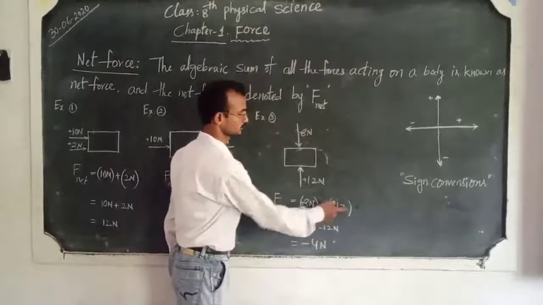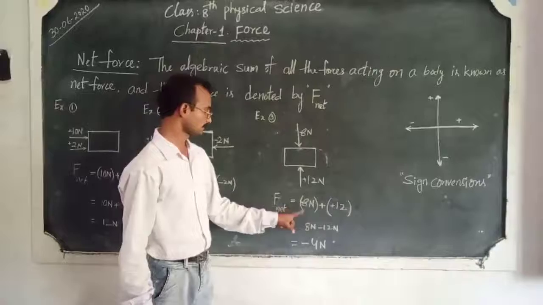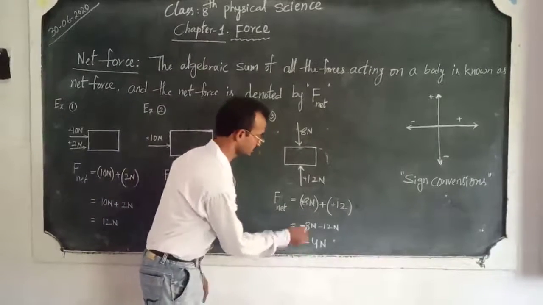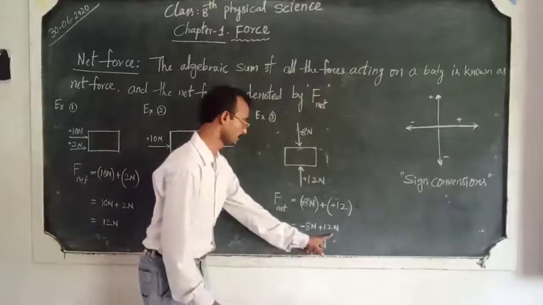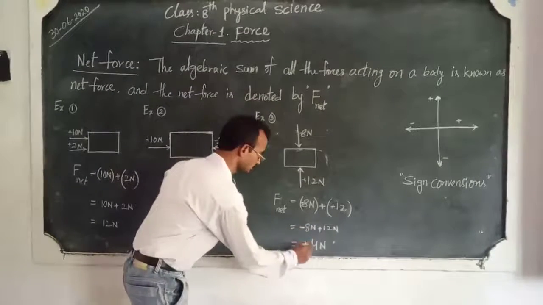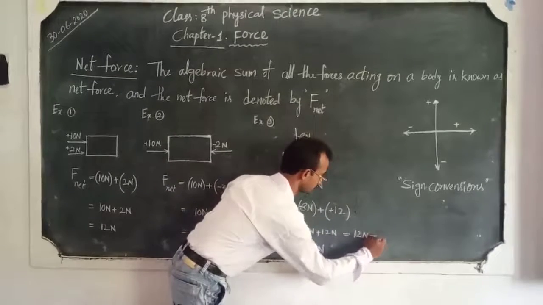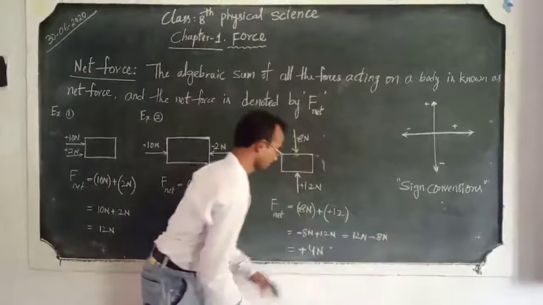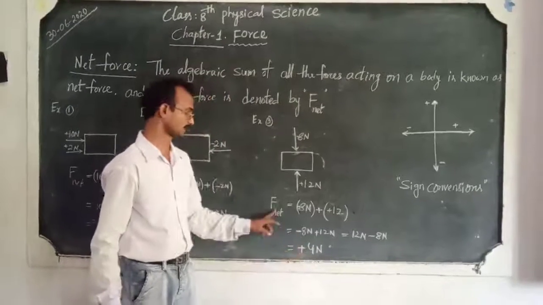Sum of all these two forces when we join with the symbol plus. So minus 8, plus 12. 12 minus 8, how much? It is 12 newtons minus 8 newtons. We get 4 newtons of force as a resultant force, meaning net force.